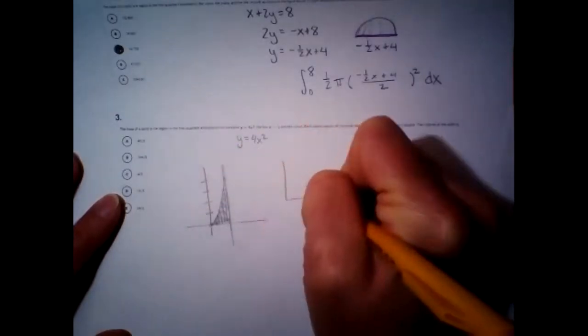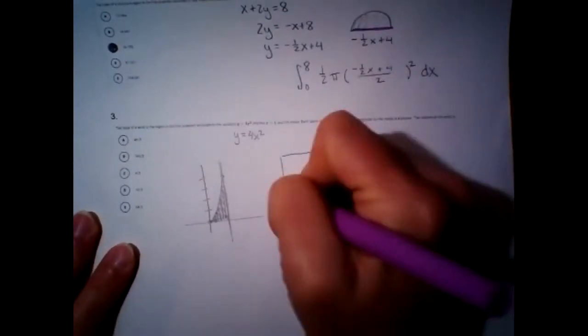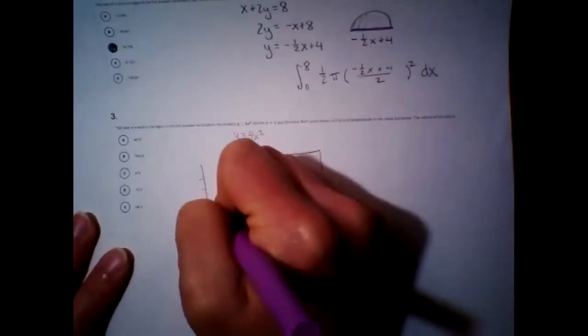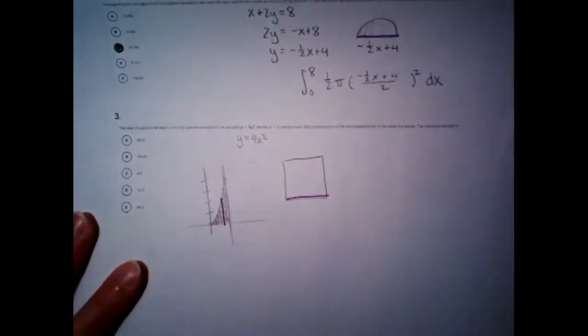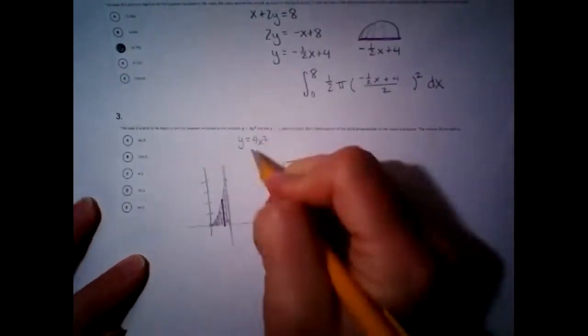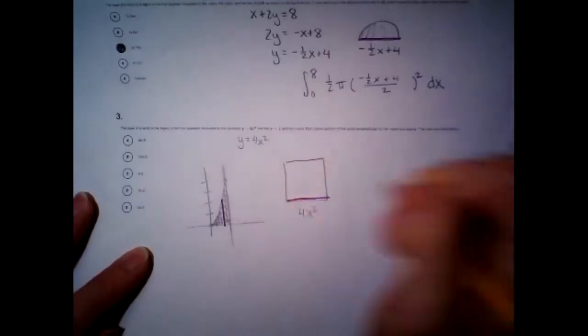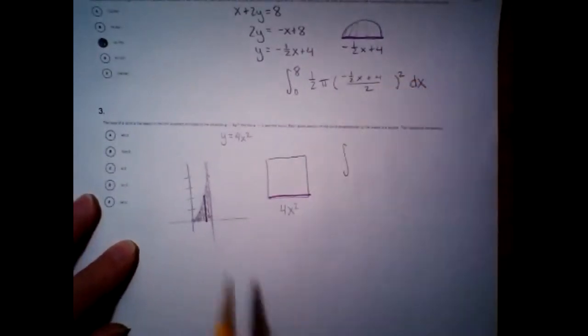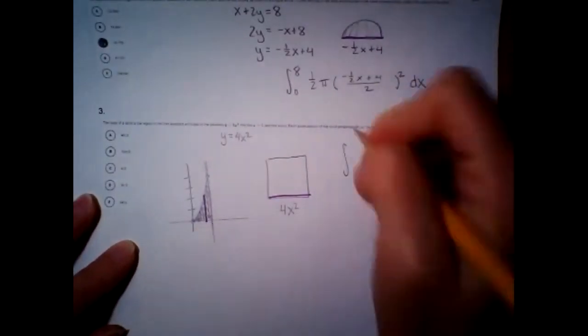So I'm going to draw a square off to the side. And the base of it is upper graph minus lower graph. This is a dx problem. And so it's just going to be this 4x squared. And then we can set up the integral. So it'll be 0 to 1.